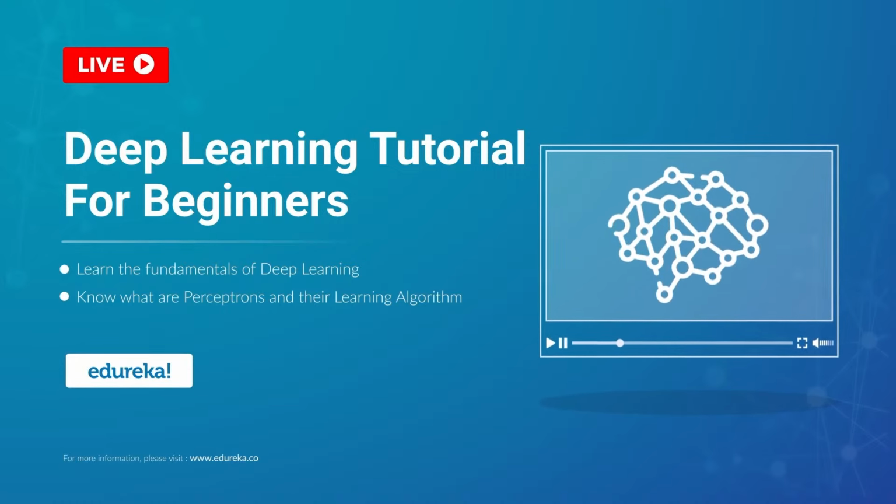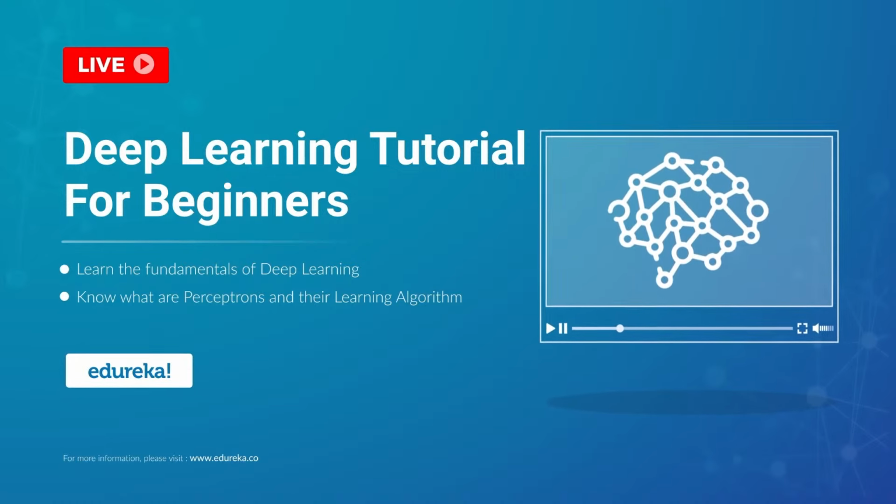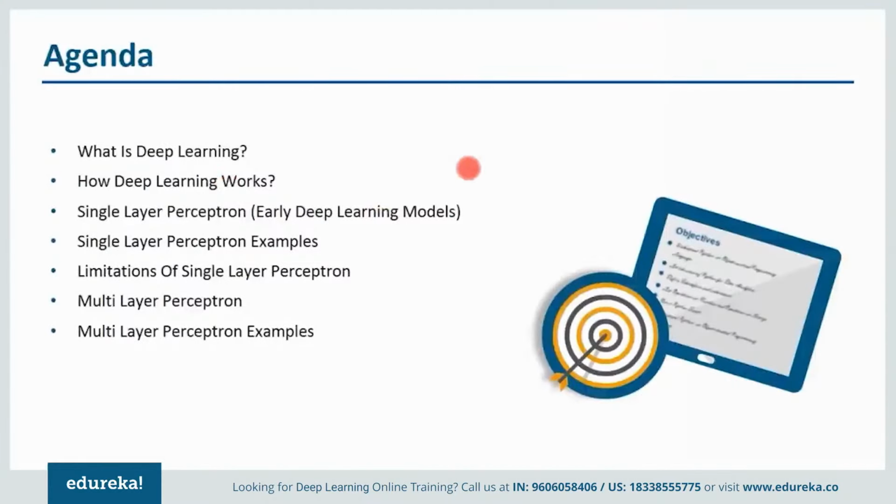So let us move forward and have a look at the agenda for today. So this is the agenda for today, guys. We'll understand what exactly is deep learning and how it works. We'll look at the motivation behind deep learning and how it actually evolved. Then we'll focus on single layer perceptron, which are nothing but the early deep learning models. We'll also look at various examples of single layer perceptron.